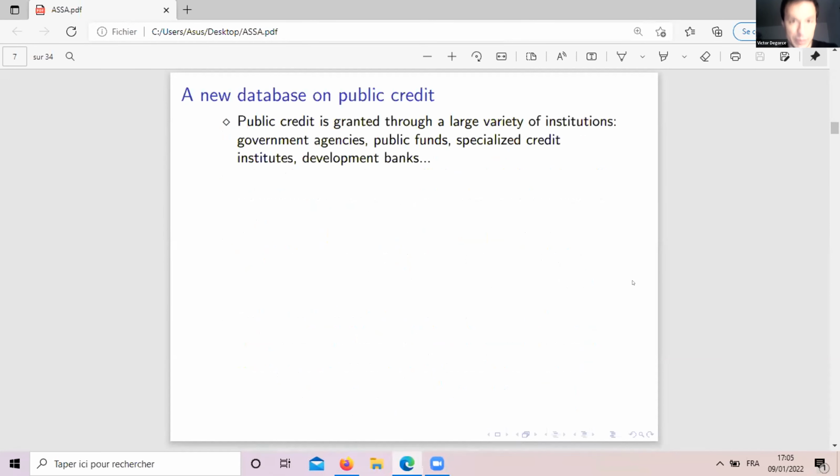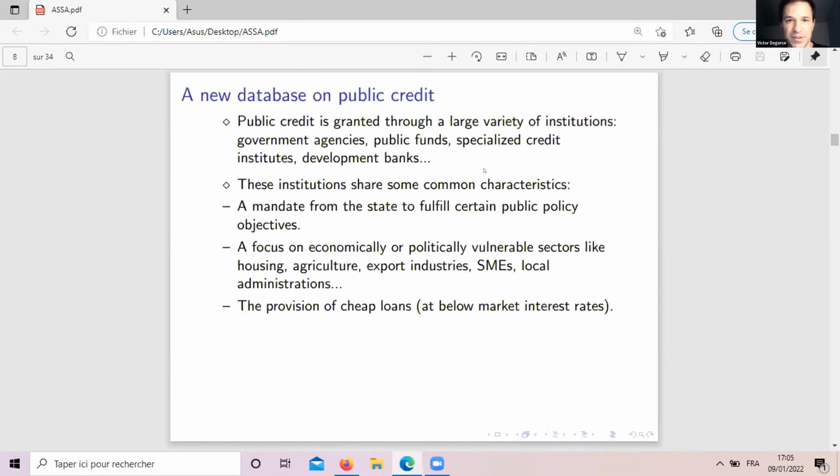So let me say a bit more about public credit itself. Public credit is granted through a large variety of institutions: government agencies, especially in the US, public funds, specialized credit institutes, development banks. Development banks, that's the main type we usually think about, is just one type out of many. We emphasize this again. These institutions share some common characteristics, and I choose to highlight three in particular. First, they share a mandate from the state to fulfill certain public policy objectives. So again, they're used as a tool by the state to fulfill economic policies.